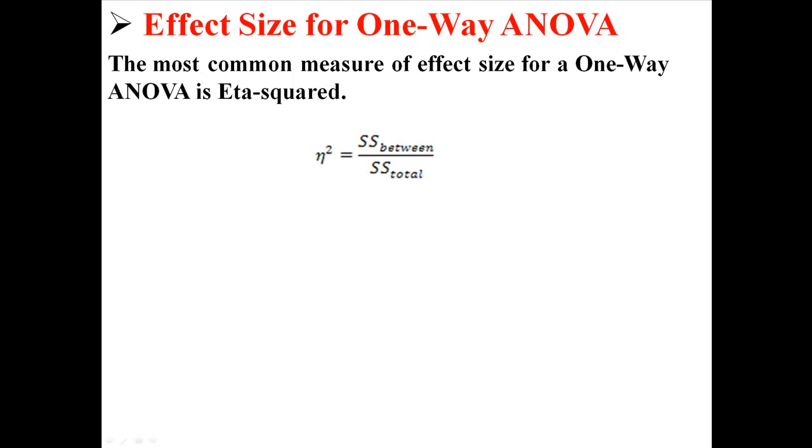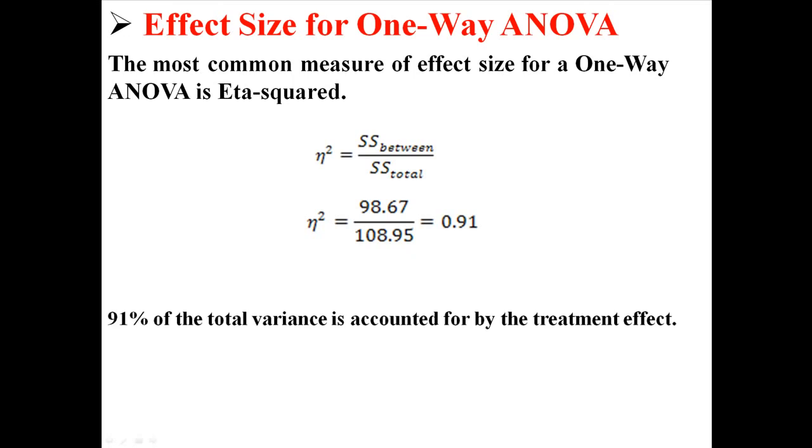Now eta squared, written just like this, is your sum of squares between divided by your sum of squares total. So for our last example, just taking the values from the table, we would take our sum of squares between, 98.67, and divide it by our sum of squares total, 108.95. And we find an eta squared of 0.91. So that means that 91% of the total variance is accounted for by the treatment effect.